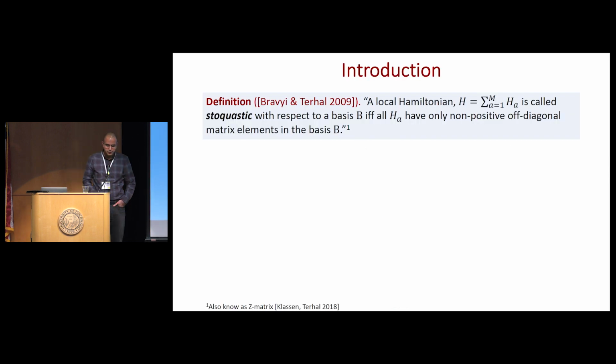And let me start with the definition. We call a local Hamiltonian stochastic with respect to a basis if all the local terms have only non-positive off-diagonal elements in that basis. So not only are the off-diagonal elements real, but they're also non-positive. Sometimes matrices with this property are also called Z matrices.